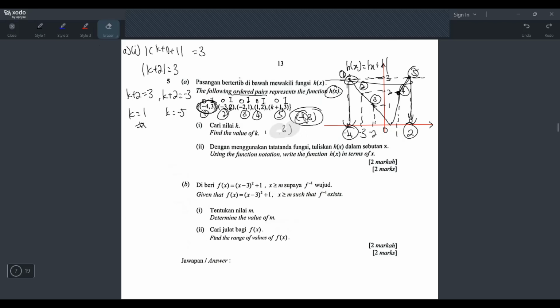All right, so this is how I would do it. Let's go to our next question. Second question: using function notation, write the function h(x) in terms of x. Well, you know the answer already. h(x) equals modulus x plus 1. Just copy from here, right? Of course, this diagram you don't have to write in the working. This is just my explanation.